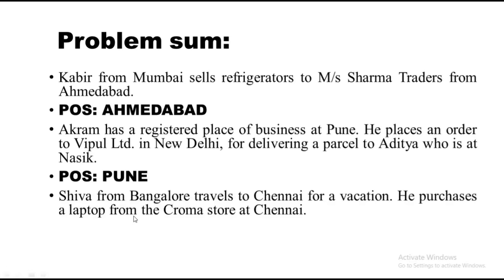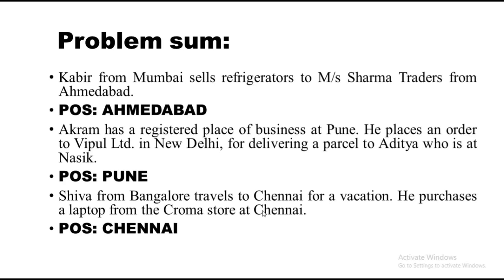Next, Shiva from Bangalore travels to Chennai for a vacation. He purchases a laptop from the Chroma store at Chennai. So here again the person has gone to the supplier's location and purchased the goods from the supplier's location. So there is no movement of goods. Whenever there is no movement of goods, the rule is that the place where the goods have been sold will become your place of supply. So in our case, Chennai is your place of supply.